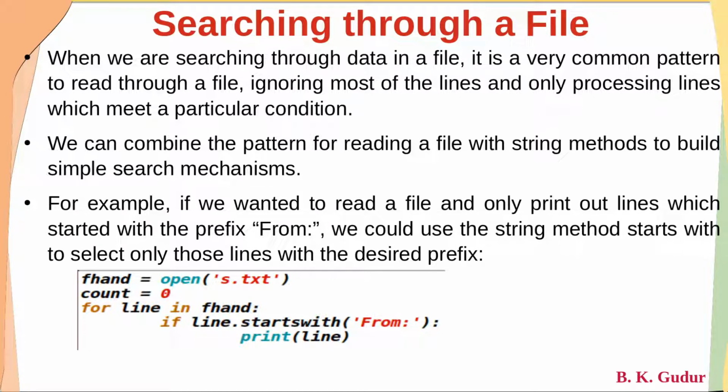Once we open a file, why do we normally work on a file? For example, we might have stored some data in a file and we want to retrieve some information from that file. Say we have stored students' records in a particular file using a USN, and if I get the USN, I'll get the total data of a student. Means I need to search for the particular USN. When we are searching through the data in a file, it is a very common pattern to read through a file, ignoring most of the lines and only processing lines which meet a particular condition.